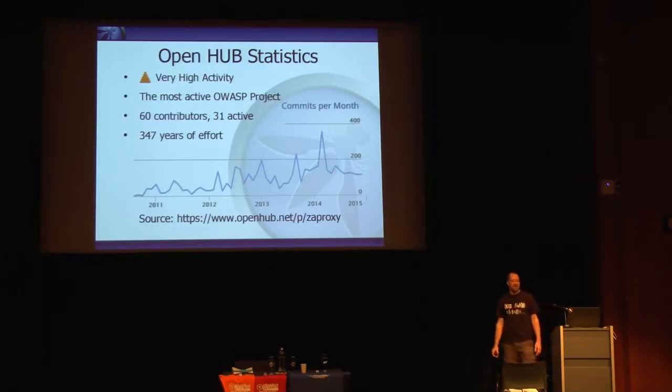Apparently we've had 60 code contributors, 31 of whom are active. If we take the translators and all the evangelists, we've got over 200 contributors, which I think is really great. And apparently it took 347 years of effort. I'm not quite sure how they calculate that. I'm sure I haven't done any more than 100 years on it myself.